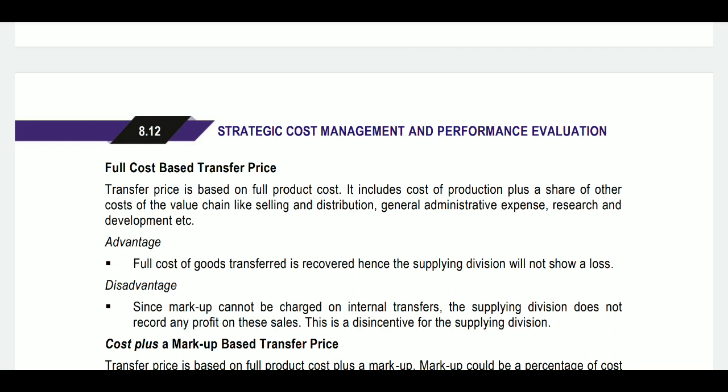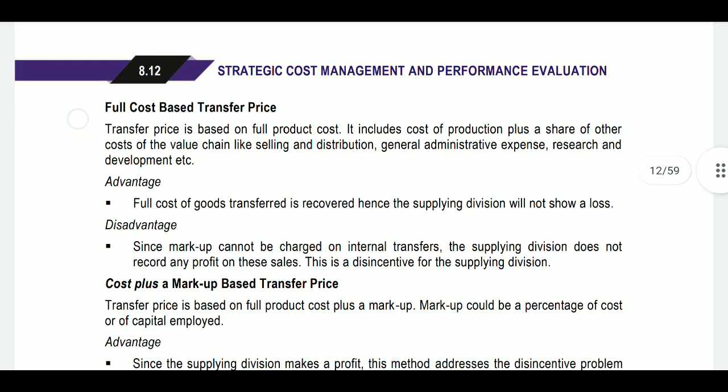Here the advantage is that the full cost of goods transferred is recovered, hence the supplying division will not show loss. It will not get any loss. If you are spending 100 rupees, you will get 100 rupees. If you are spending 1000 rupees, you will get 1000 rupees.